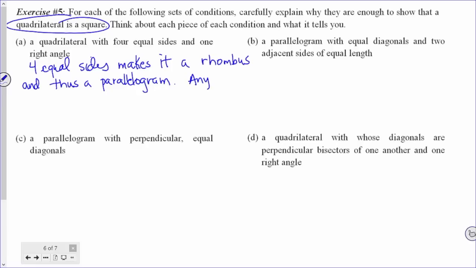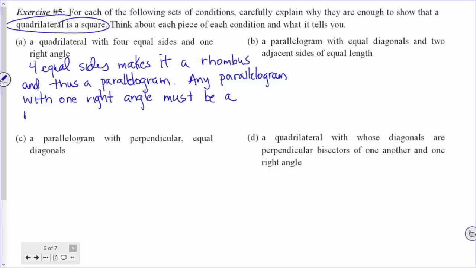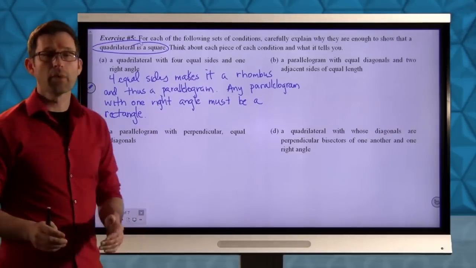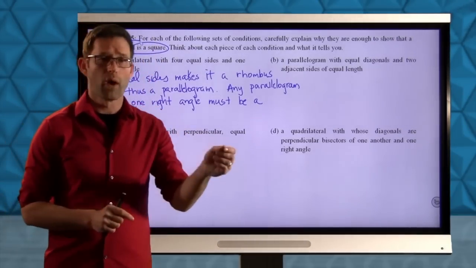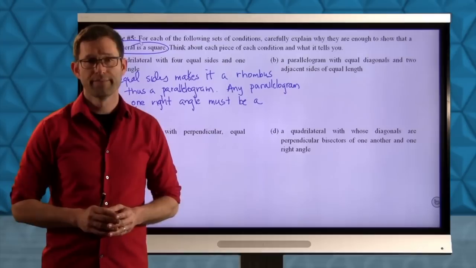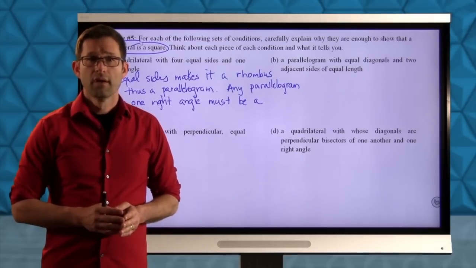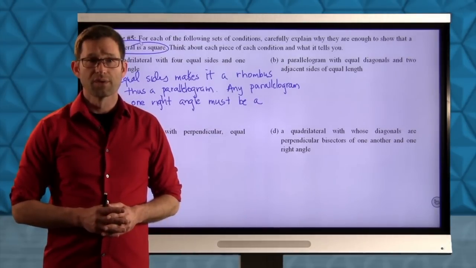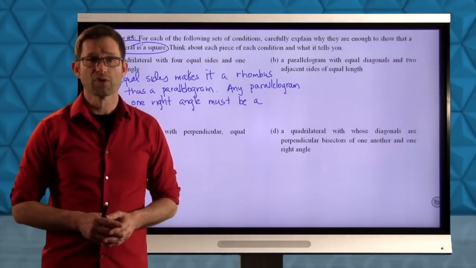But any parallelogram with one right angle must be a rectangle. All right? And anytime we have a quadrilateral that is both a rhombus and a rectangle, it is a square. All right? So that's it. You take a look at the other three scenarios and see if you can explain why it gives us enough information to know it's a square.